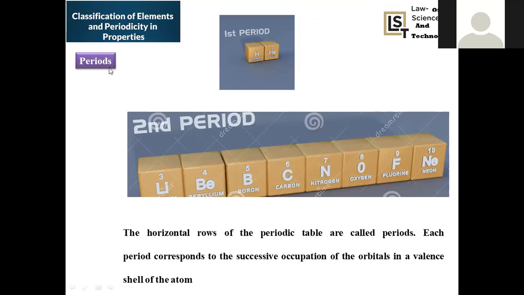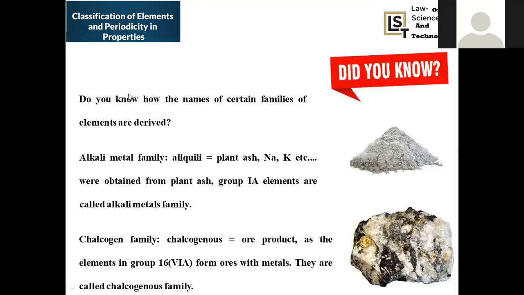Always, in order to give the strategic definition for this, a horizontal row of the periodic table is called a period. Each period corresponds to successive occupation of orbitals in the valence shell of an atom. Lithium to beryllium, 1 more electron will be added. Beryllium to boron, 1 more electron will be added. Consecutive increase in the atomic number, that is called a period. From left to right, a continuous progress in their atomic number can be visualized. Those are called the periods.